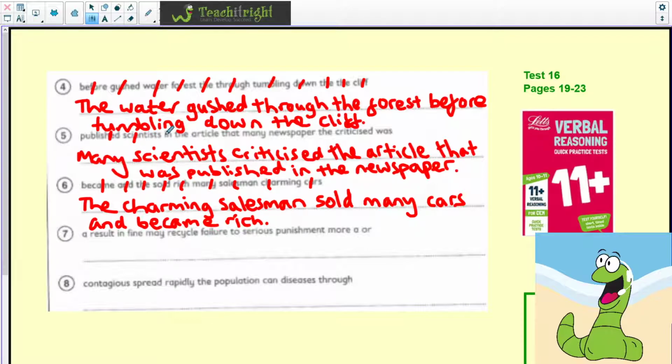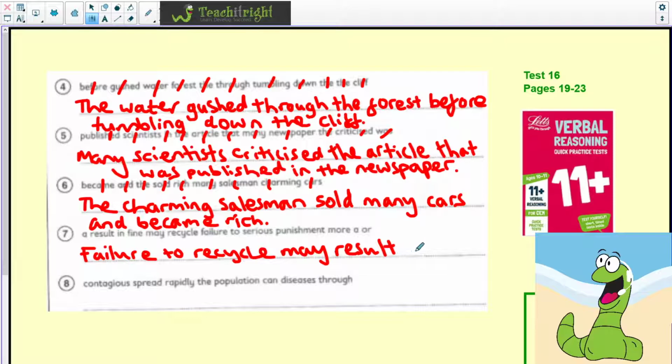I'd do the same up on question 5. I didn't cross out the words, but I should have done just to show you that there was no words left over. And that's the crucial thing. 2 more. Number 7, we've got failure to recycle may result in a fine, and we've got the word or here, or a more serious, what will it be? Of course, a more serious punishment. Now, hopefully you're able to keep it a bit neater than me, maybe keep it all on one line. But failure to recycle may result in a fine or a more serious punishment. So well done if you've got that one right.